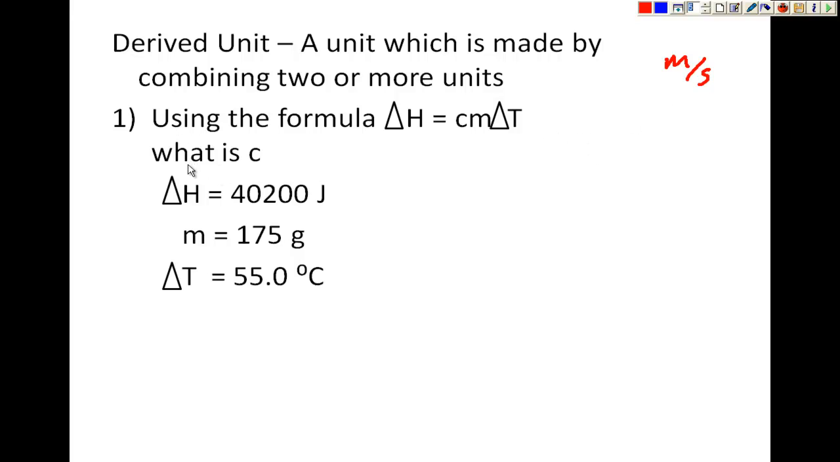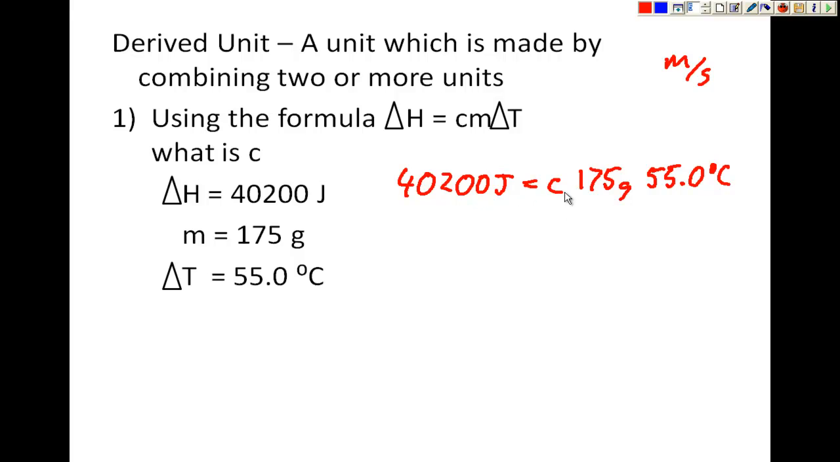Now we'll take a look at this question right here, using the formula delta H equals C m delta T. What is C? This is a formula to calculate specific heat capacity, but we're going to use this problem to talk mostly about derived units. So we're going to take this formula and plug in our values: 40,200 joules is equal to C. Our m is 175 grams, and delta T is 55.0 degrees Celsius.